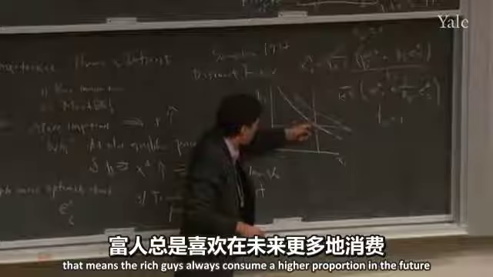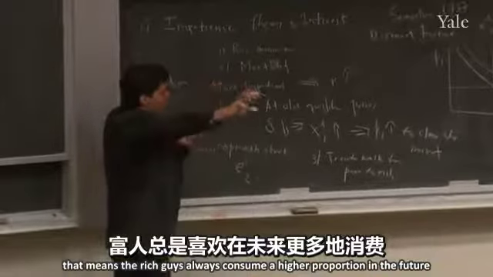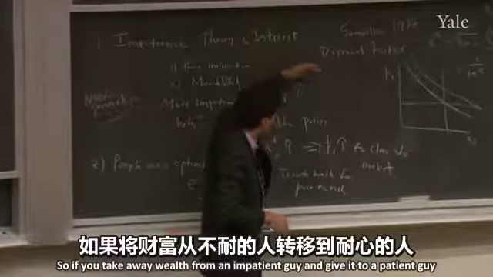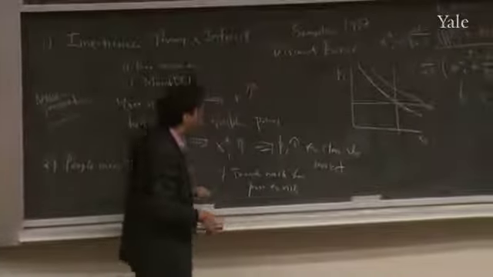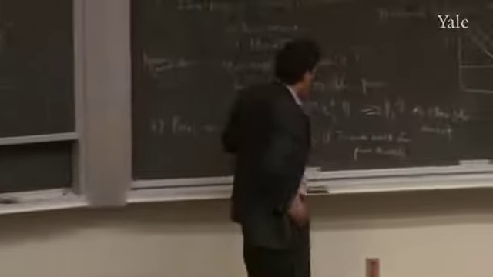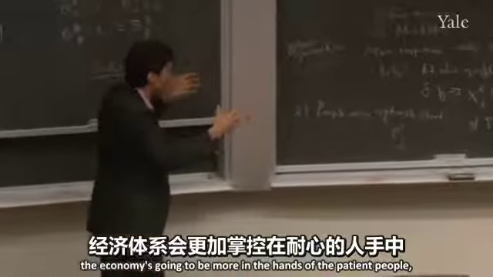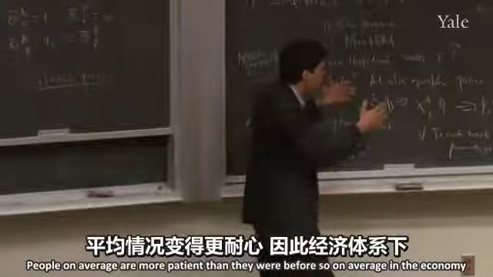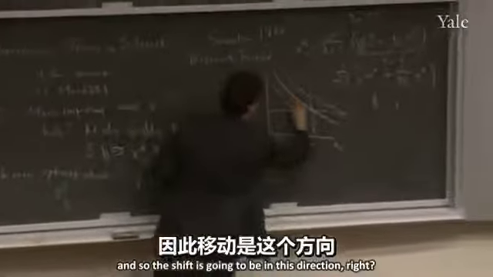the rich guys always consume a higher proportion in the future because they're more patient. So a more patient guy will consume more in the future. So if you take away wealth from an impatient guy and give it to a patient guy, you're going to make the economy more in the hands of the patient people, and so the mix is going to change. People on average are more patient than they were before, so on average in the economy they're going to consume less of today's goods, and so the shift is going to be in this direction, right?